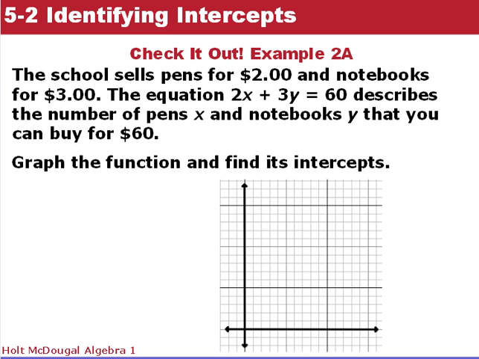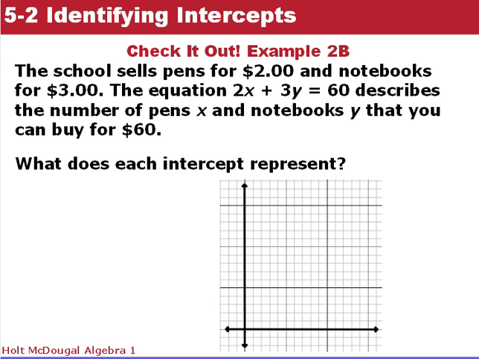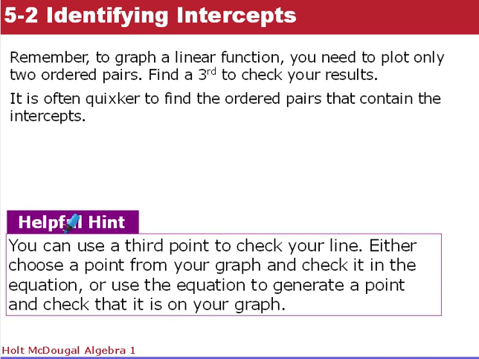So now it's your turn to check it out. And you have B. So again, as we said, to graph them, you only need 2 ordered pairs. If you do the x and y intercepts, that's great, but go ahead and pick a third just to check your line. Make sure everything is correct in there. And remember, it's quicker to do that.